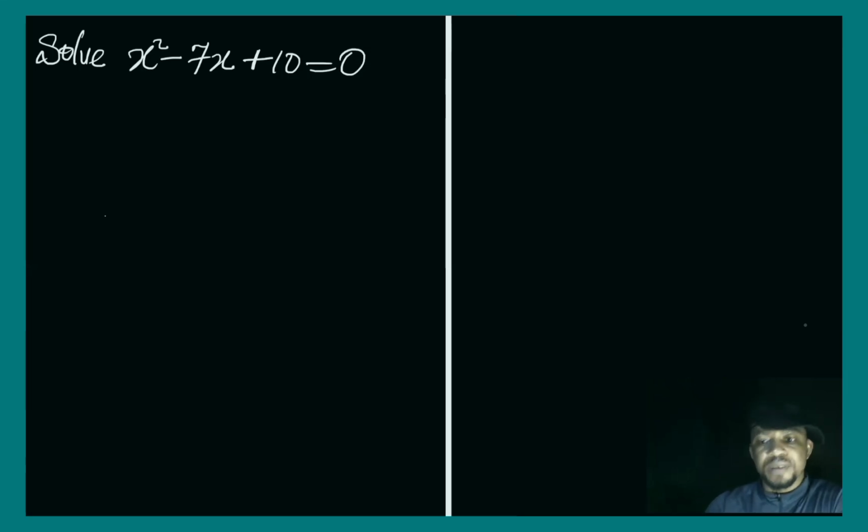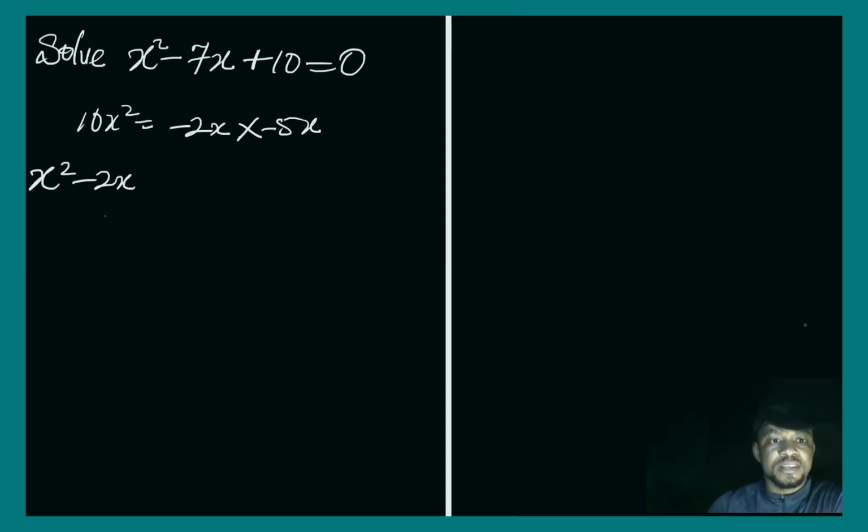Hello guys, to solve the problem we have on the board, I need to multiply this by this. So I have 10x squared, which is the same thing as minus 2x multiplied by 5x minus 5x. So writing this, I now have x squared minus 2x minus 5x plus 10 equals 0.